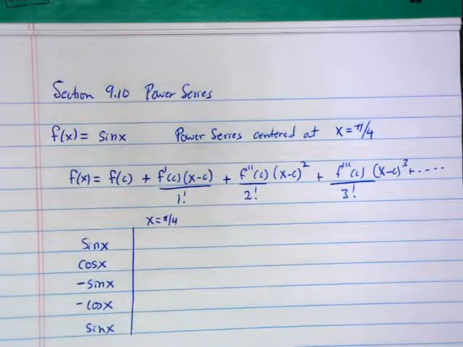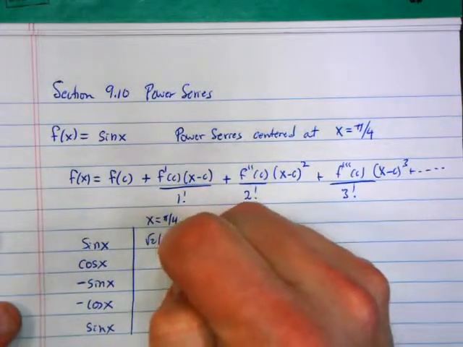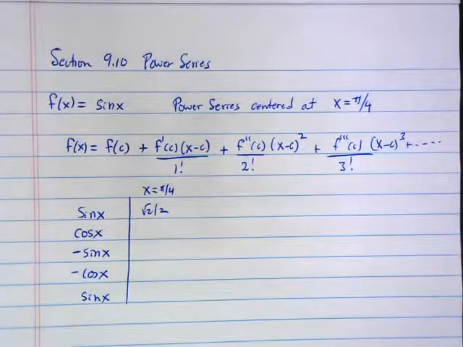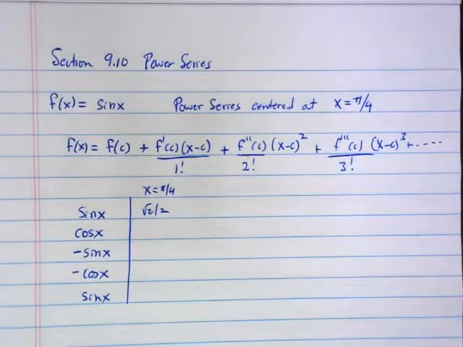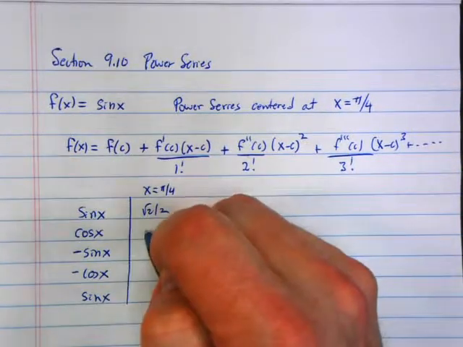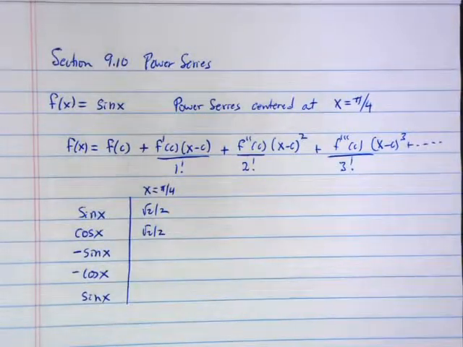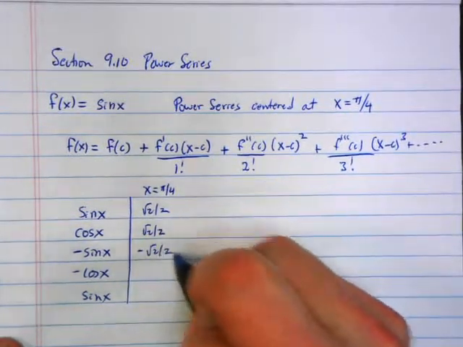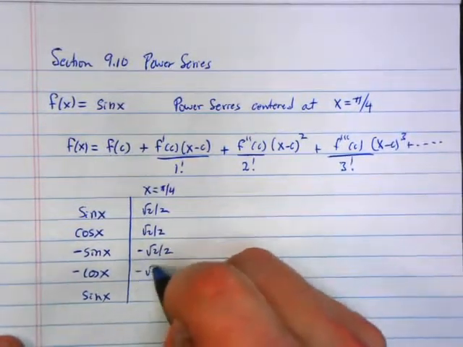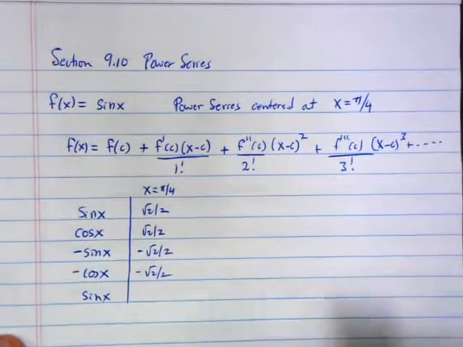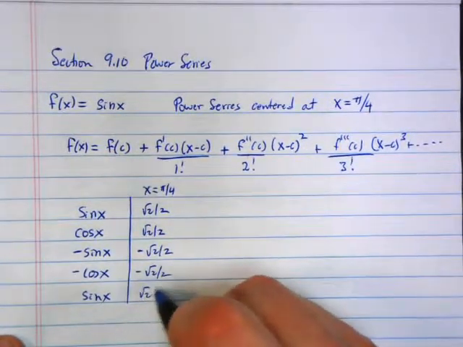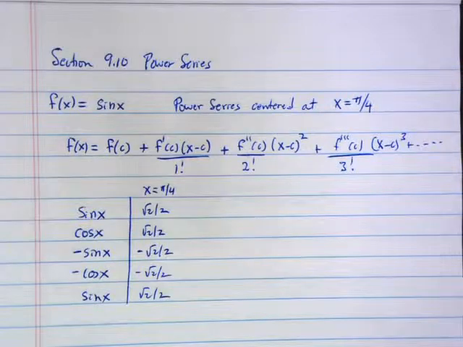What's the sine of pi over 4? Square root of 2 over 2. What's the cosine of pi over 4? Same thing, square root of 2 over 2. What's the negative sine of pi over 4? Negative square root of 2 over 2. Next one is negative square root of 2 over 2. And then we go back to square root of 2 over 2.